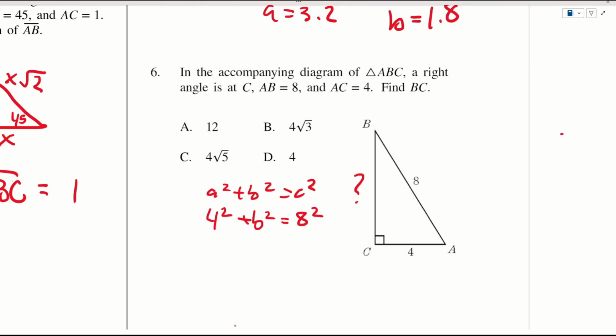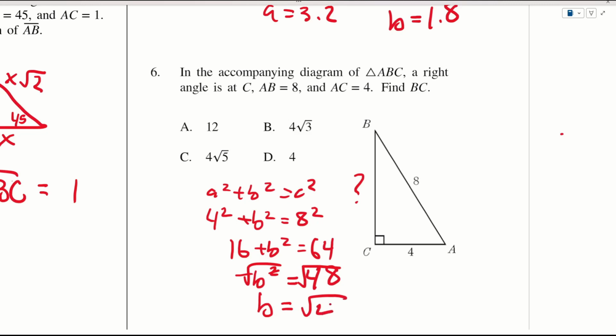Now let's break this down step by step so we don't get a wrong answer. 4 squared is 16, plus b squared equals 64. Subtract 16 from both sides. We're going to get b squared equals 48. Take the square root of both sides. We get b equals root 48.